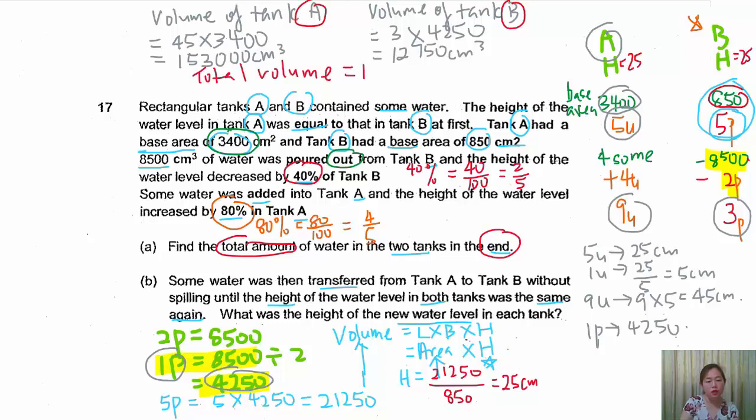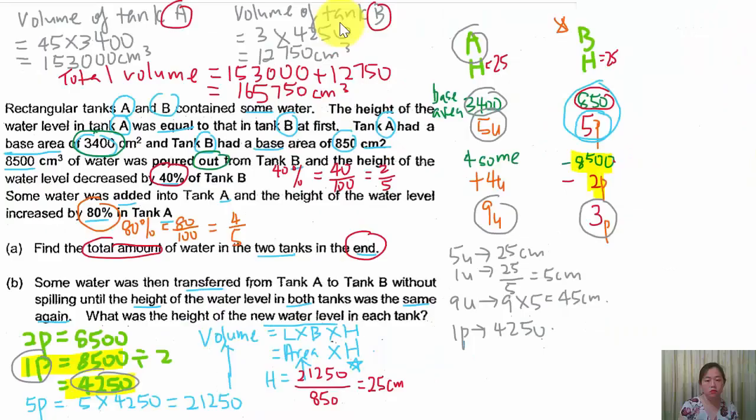So to find the total volume of A and B in the end, it will be equal to 153,000 plus 12750, and our answer for A is 165,750 cm cubed. Now let's do part B.